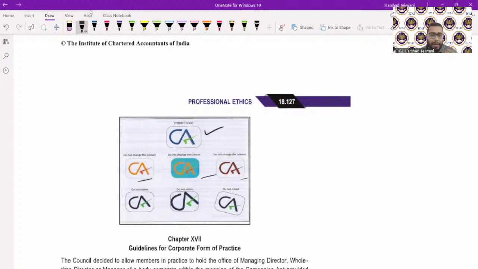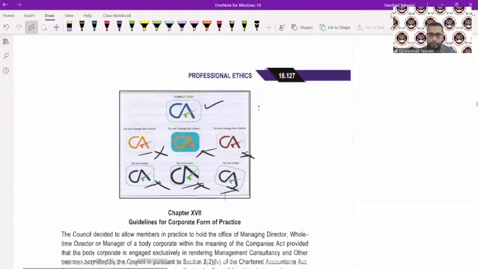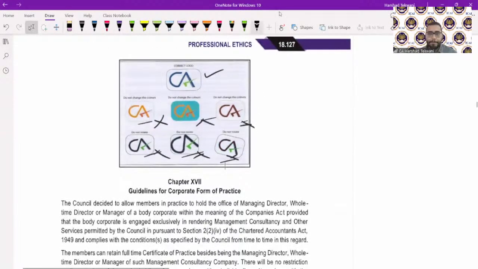In any way, you cannot rotate it, like this way or this way. Not allowed. So these are not allowed. You cannot alter the logo. You need to use the common logo which is there if you want to use it. So you cannot change the logo in any of the cases. You cannot change the colors, rotation, size. That is not allowed. So there is a specific logo given. You need to use that common logo. I hope it is clear.